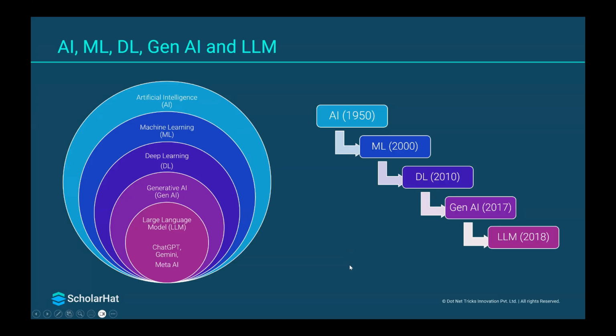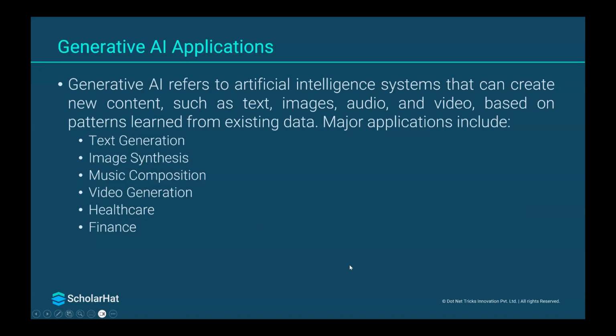Okay, so now let's look at the various generative AI applications we have. We can generate text, do image synthesis, music composition, and video generation. In healthcare and finance, we can use them. These are generative AI examples, and I'm sure you are already using them. And what are the various Azure AI services? Now let's categorize the things together.